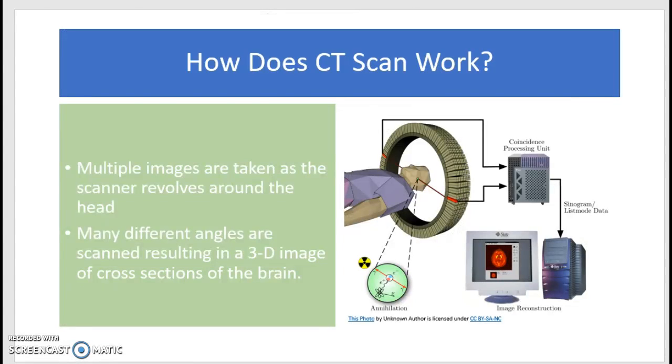How does a CAT scan work? Multiple images are taken as the scanner revolves around the head. Many different angles are scanned, resulting in a 3D image of cross-sections of the brain.